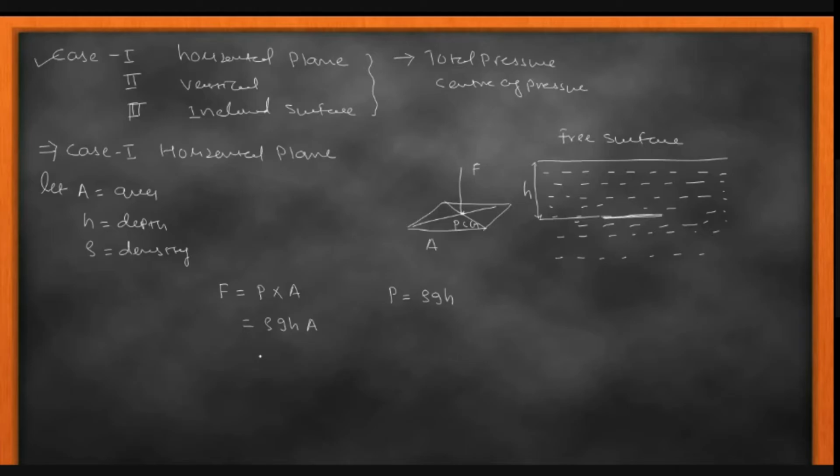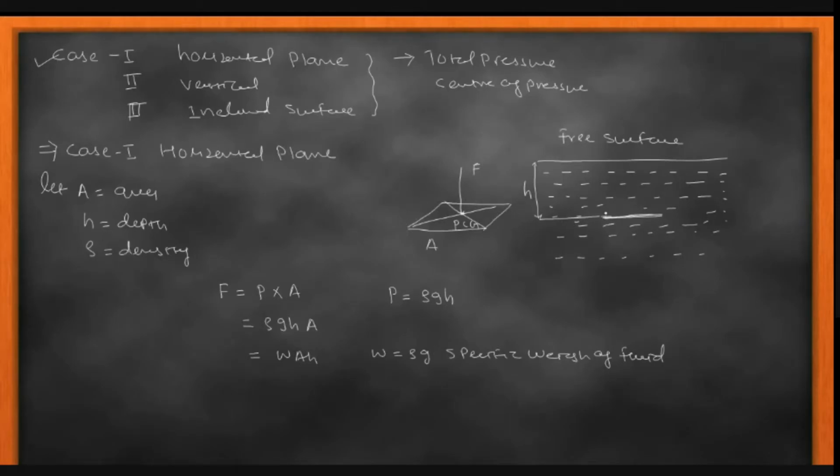And finally, we can write W A H, where W equals rho into g, and that is called the specific weight of the fluid. So in this way, we can analyze case one, that is the horizontal plane. So what exactly do we come across?